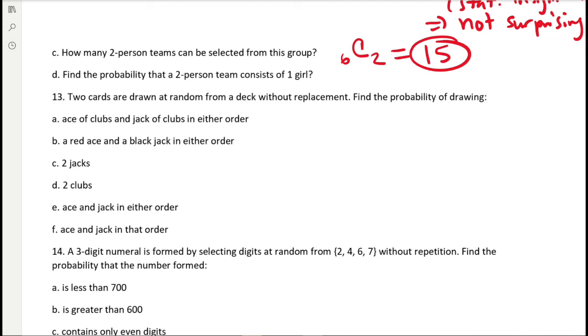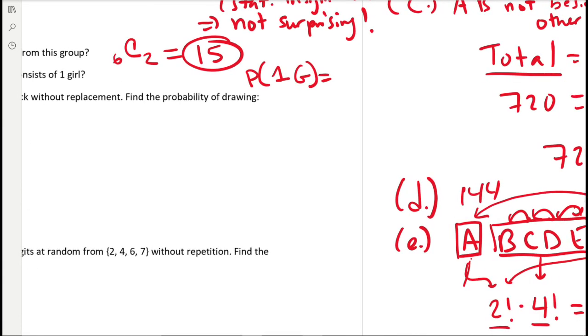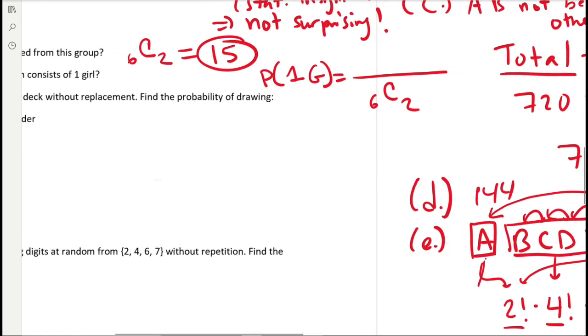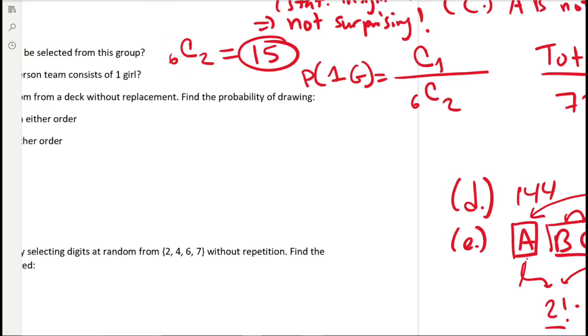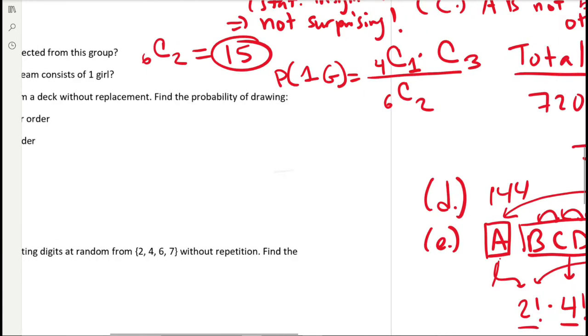Now, part D, find the probability that a two-person team consists of one girl. So we're doing the probability of one girl. Remember, we're going to need our total number of possibilities, which is going to be the 6C2 that we did in the previous part, part C. Now, if we want one girl, the order doesn't matter, based off of the question for part C that we're talking about in part D. So we have a combination. We're doing one girl from our group of four girls. Remember, there are only four girls. And since we're choosing two-person teams, right?